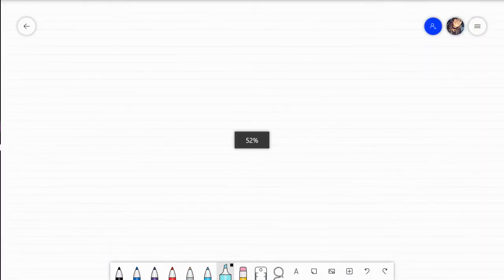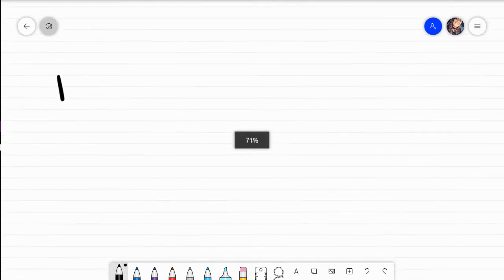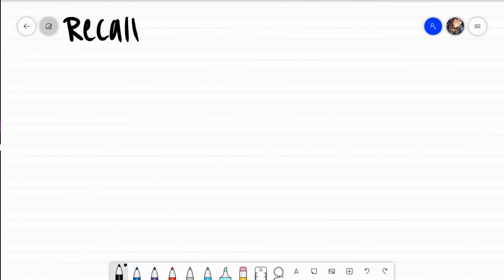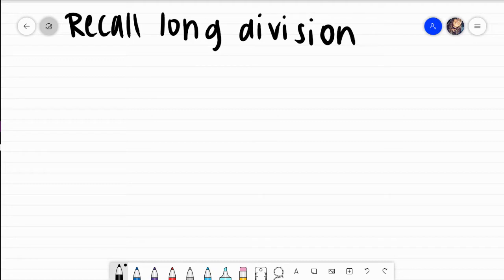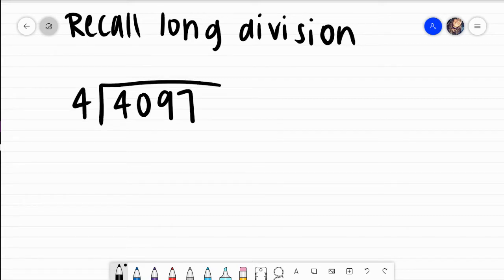Okay, so we are going to do some long division right now. I'd like to start this with a recall. Let's go ahead and recall. When I say long division, if you think back to grade school, this is something that we were taught to do our division. Let's say we have 4,097, and we were to divide it by 4.